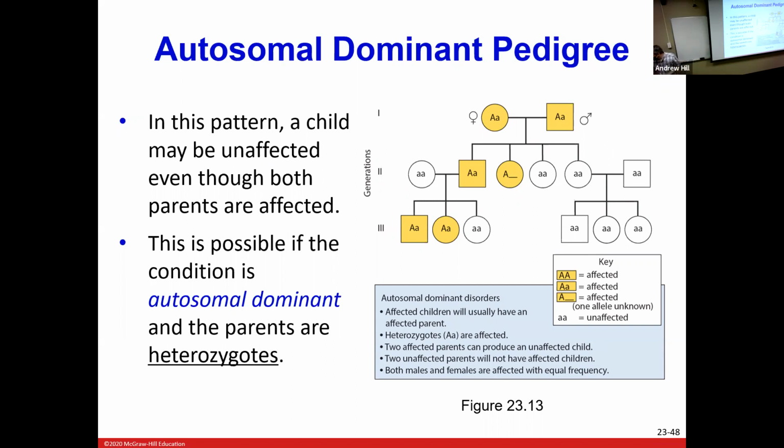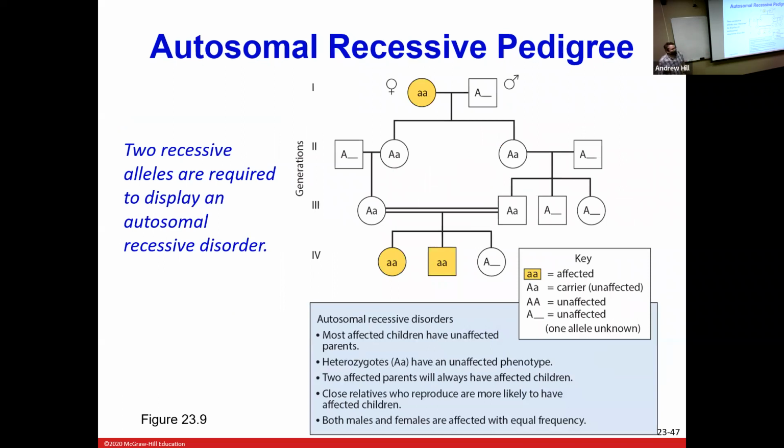Oh, actually, I should go back for a second. I didn't talk about, let's finish this one off, and then we'll come back so I can compare the two. Sorry. So 2 recessive alleles are required to actually have the disease in an autosomal recessive pedigree. Let's look at this stuff, which I forgot to go over. So most affected children may have unaffected parents, right? So with an autosomal recessive pedigree, you see things skipping generations, right? Sometimes it's 1 generation. Here, it's actually skipped two generations, right? So that's fairly typical of this type of disorder.